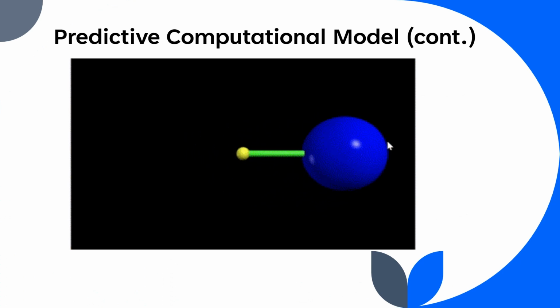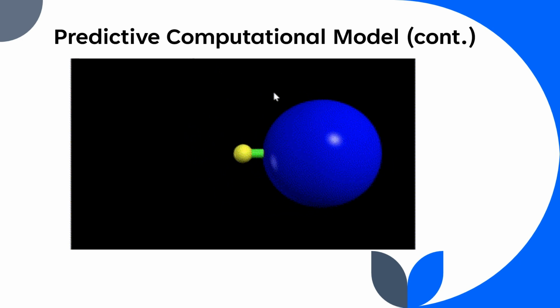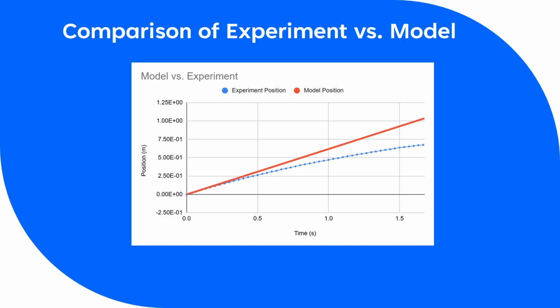Here is a visualization of the system's predicted motion based on the code in the computational model. Next, I have a comparative graph composed of the two datasets collected from my Tracker video analysis and my predictive computational model. At earlier times, it can be seen that the model and experiment data have very little differentiation between them, which leads to the assumption that the model has a higher level of accuracy.